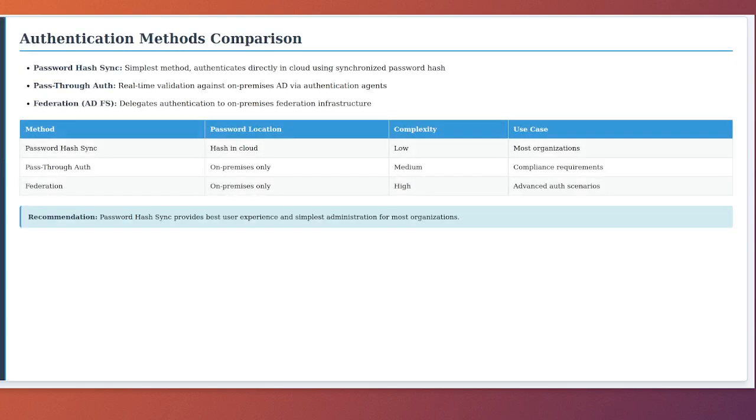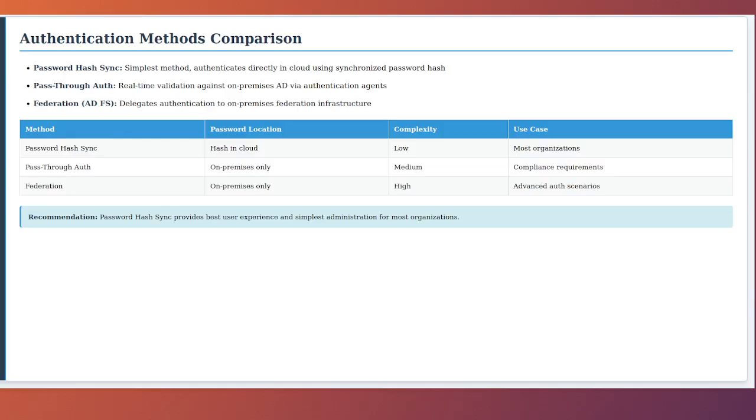Authentication Methods Overview. Azure AD Connect supports three primary authentication methods, each with distinct characteristics, security implications, and use cases. Choosing the right authentication method is a critical decision that affects user experience, security posture, and administrative requirements. Organizations should carefully evaluate their security policies, compliance needs, and existing infrastructure before selecting an authentication approach.